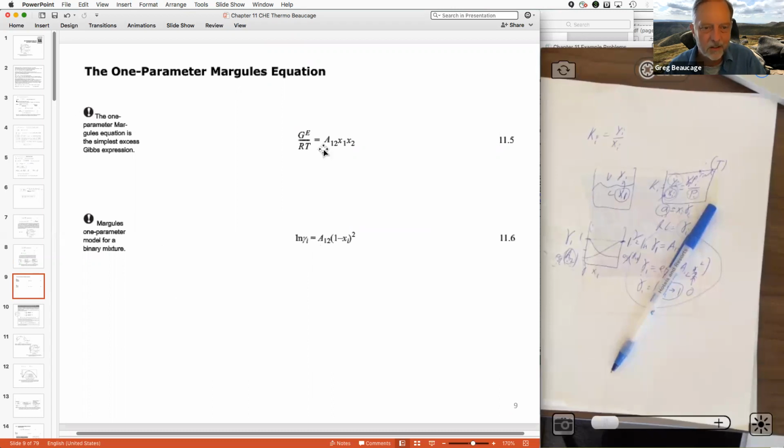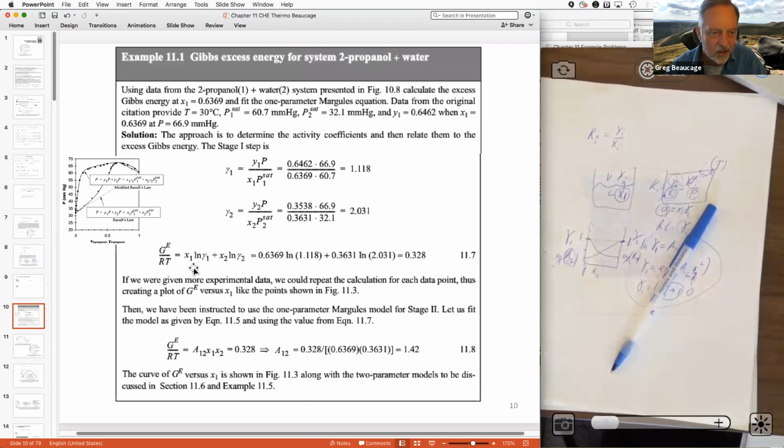These are the two main things for Margules one parameter. We've already gone through those. Gamma 1 is x2 squared times A12. The excess Gibbs is A12 x1 x2. And that other expression for the log of the gammas, this expression, is the log of the gammas times the rule of mixtures.